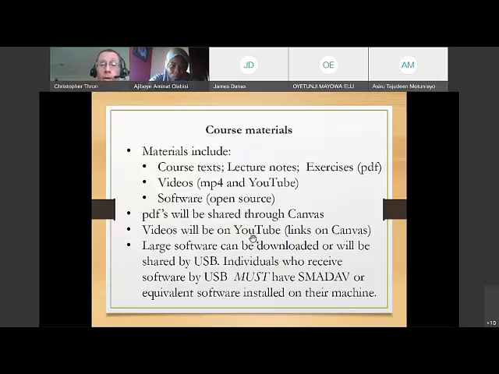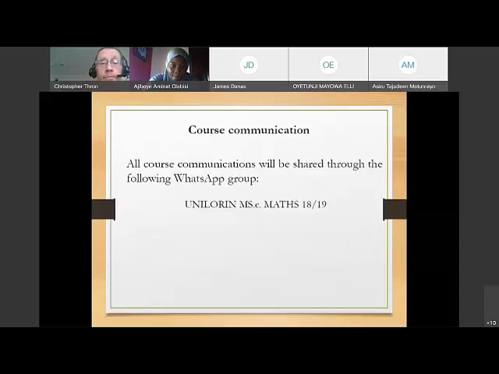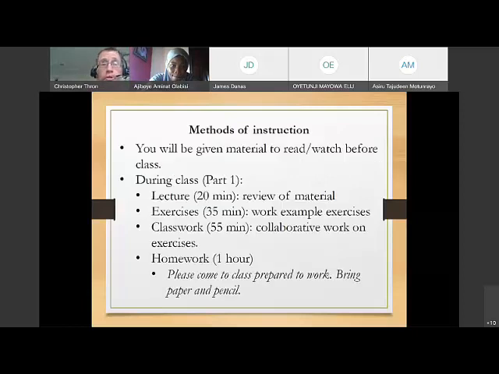Now, as I mentioned also, large software can be downloaded or will be shared by USB. If shared by USB, you must have antivirus installed to receive the software. Okay, all course communication will be shared through this group. I will add the PhD group as well because I know there are PhD students.